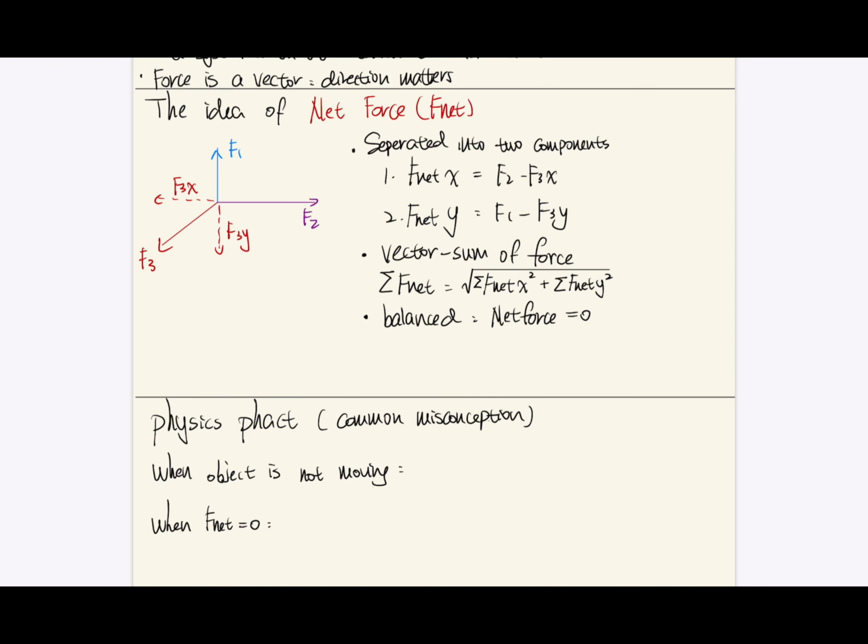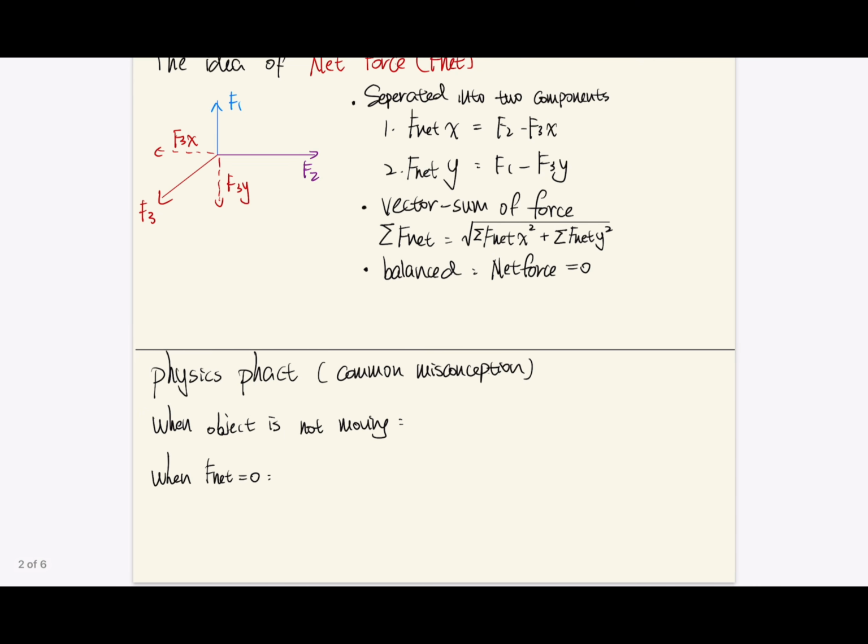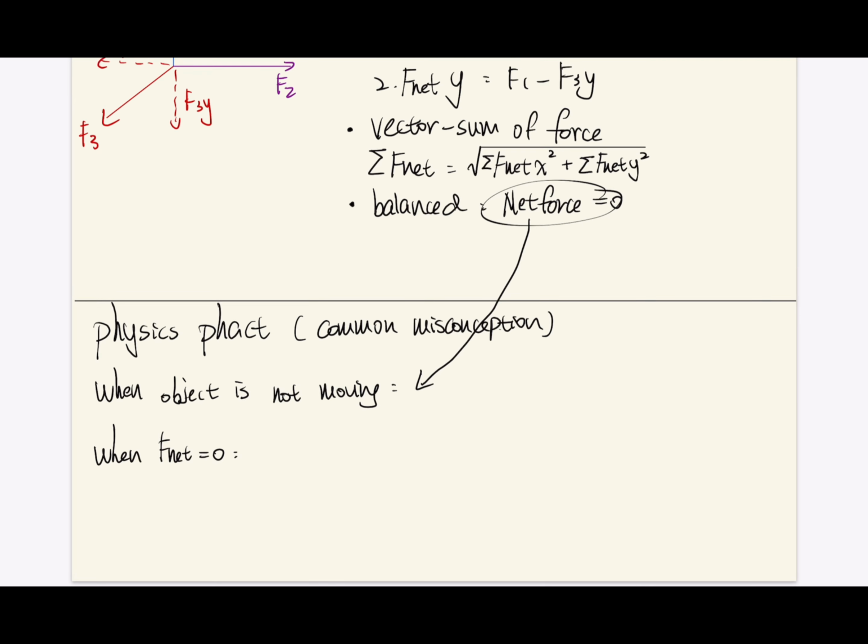So we're ending this video with a physics fact, or it's also a common misconception. When an object is not moving, not instantaneously, but when it's not moving for a long time, we can say the net force is zero. But if we say it the opposite way, when the net force is zero, we cannot say the object is not moving.